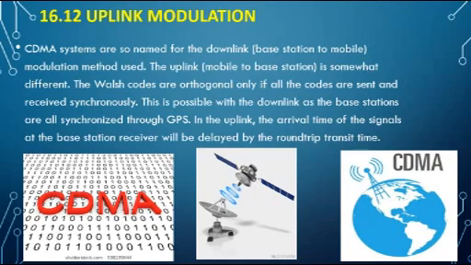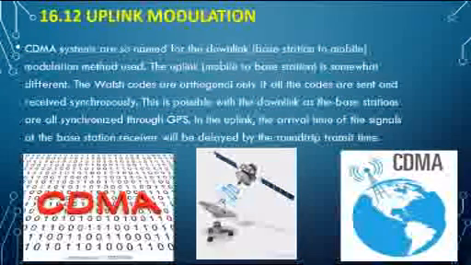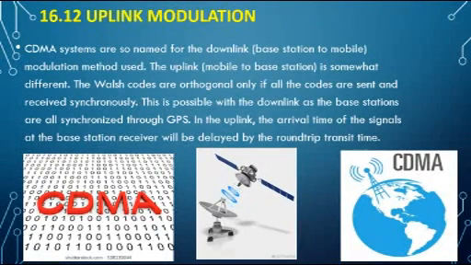First, uplink modulation. CDMA systems are synonymous for the downlink, base station to the mobile. The modulation method used on the uplink, mobile to the base station, is somewhat different. The Walsh codes are orthogonal only if all codes are sent and received synchronously. This is possible with the downlink and access base stations.